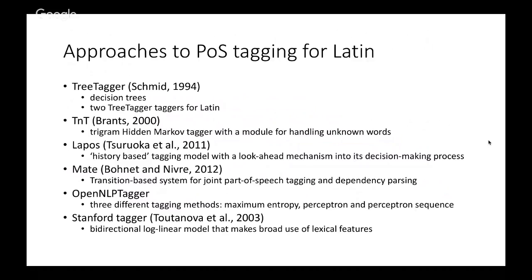Mate was developed by Bohnet and Nivre, and it performs both part of speech tagging and dependency parsing. Then there's the OpenNLP tagger, which has been used for Latin, and the Stanford tagger as well. There is an article that compares the performance of these different taggers for Latin, and I give the reference at the end of this slide.